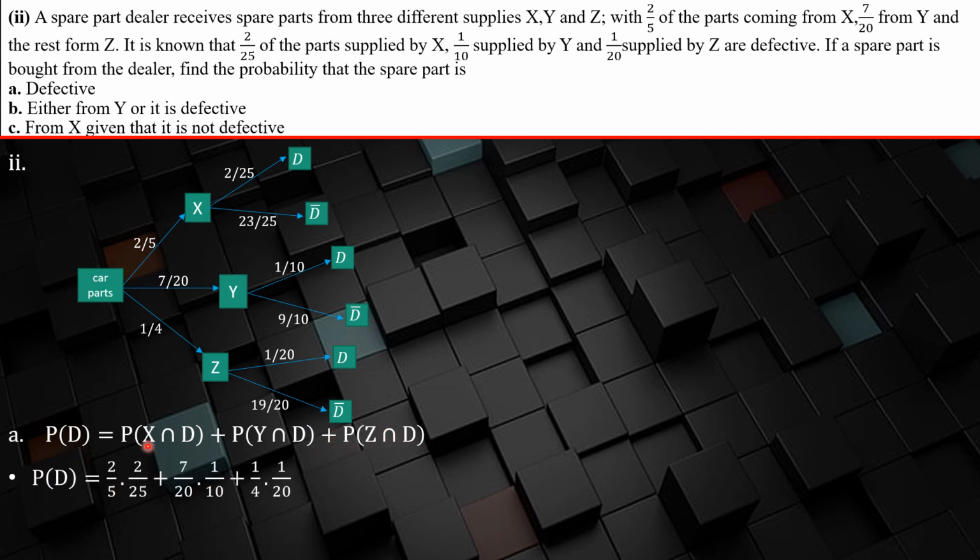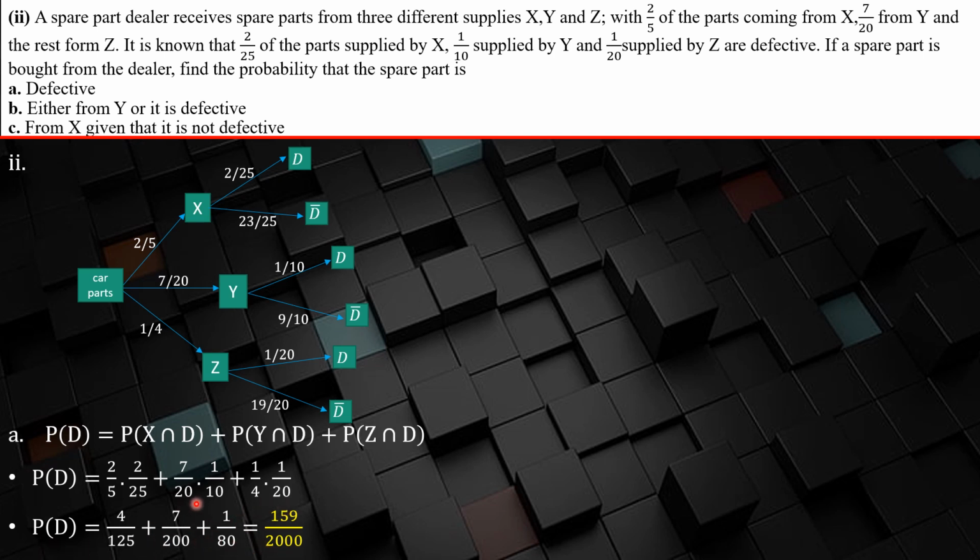So getting a car part from X, the probability there is first of all 2 over 5, and it's defective. You multiply that with 2 over 25. Y and it's defective, so 7 on 20 and 1 on 10. Z and it's defective, 1 on 4 and 1 on 20, right? And so you realize that we have this probability is 159 over 2000.